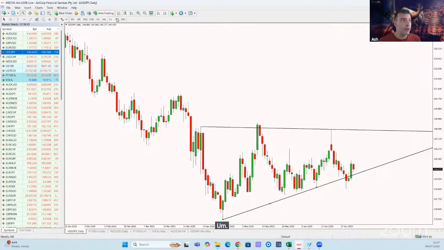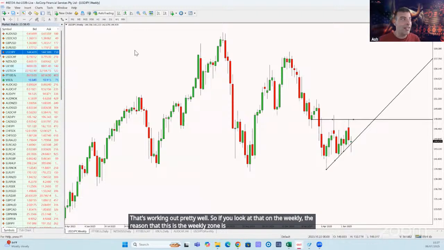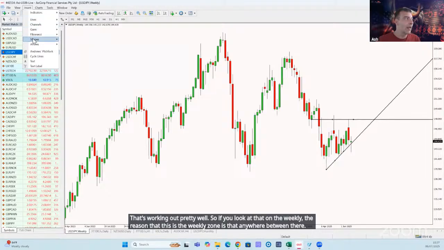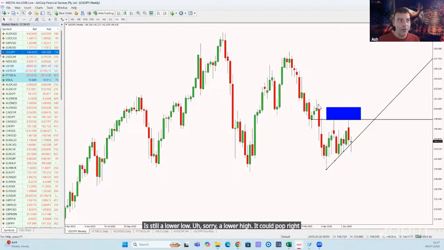And then we have to go to the weekly, in my opinion. So if you think about it, that zone might be here. That's working out pretty well. If you look at that on the weekly, the reason that this is the weekly zone is that anywhere between there and here is still a lower low, a lower high. It could pop right the way up because of this area here.